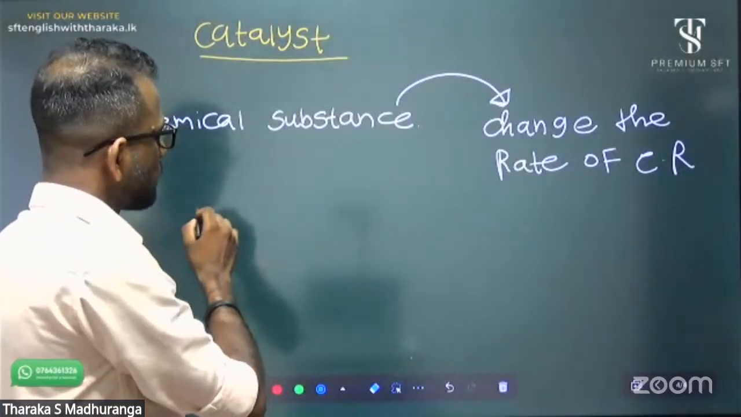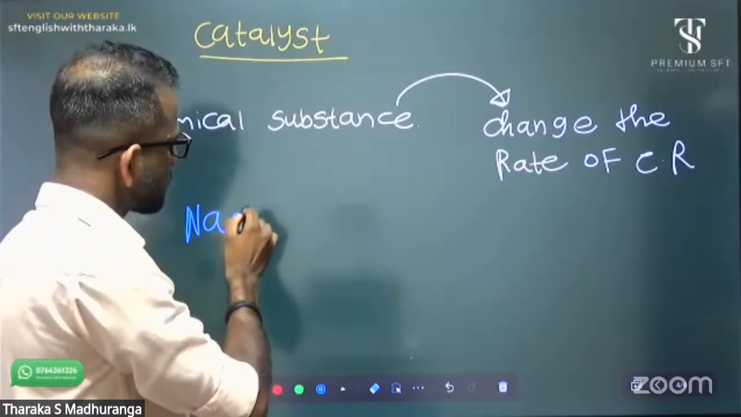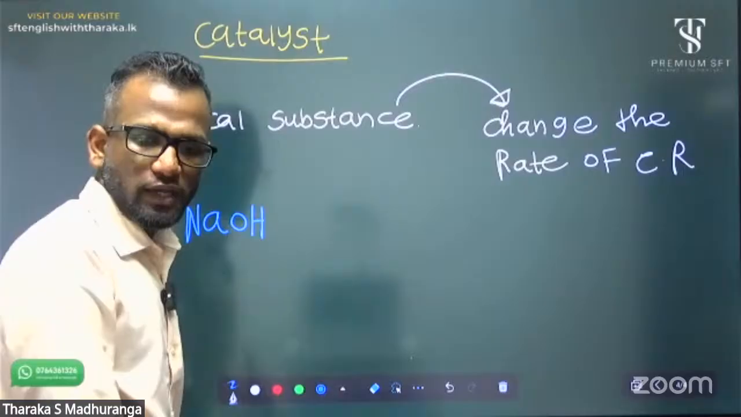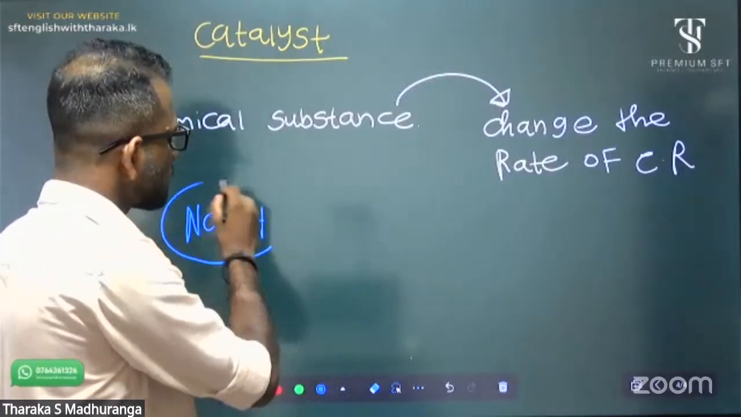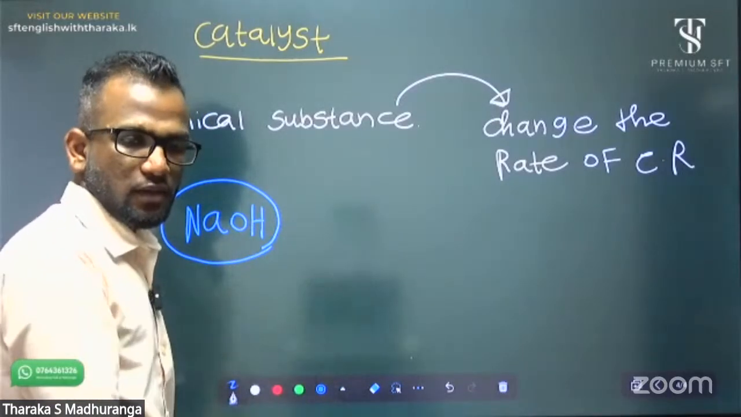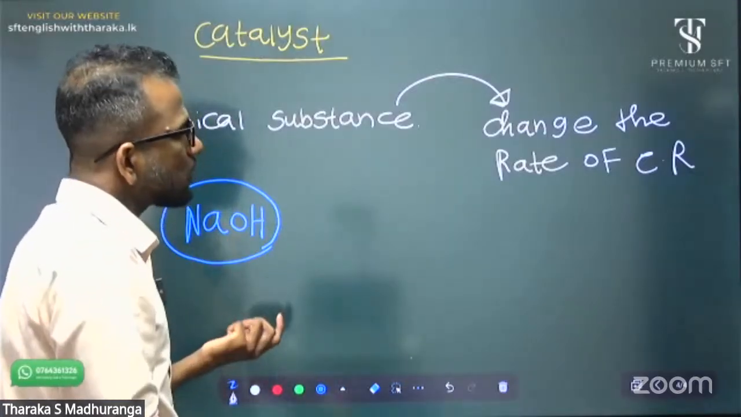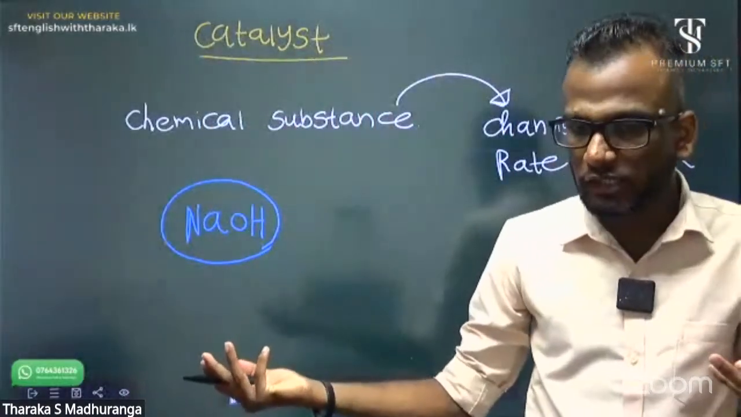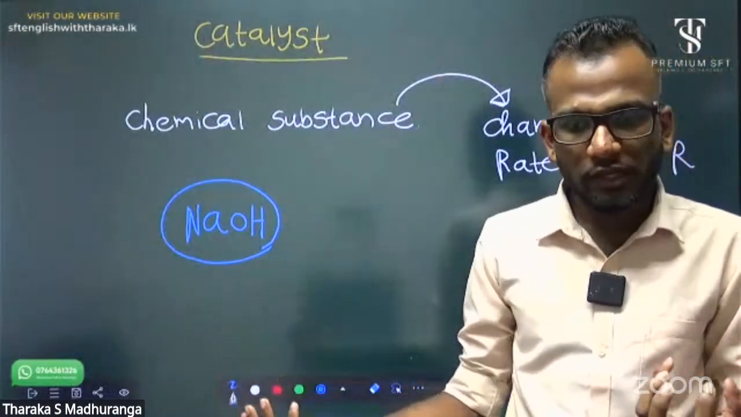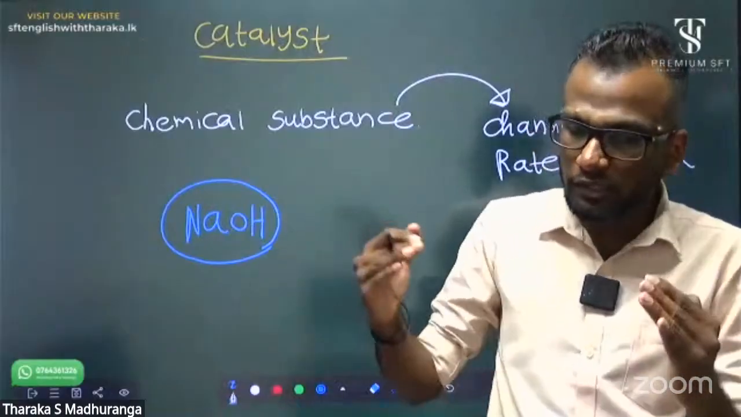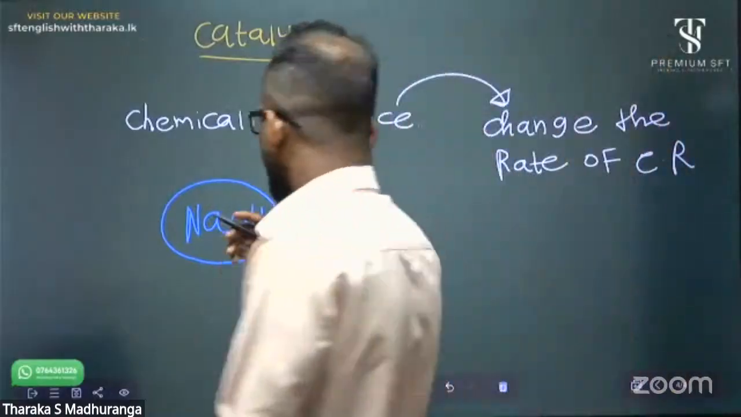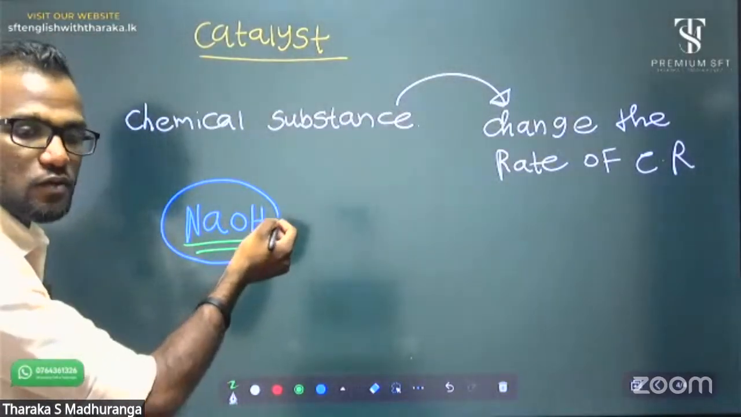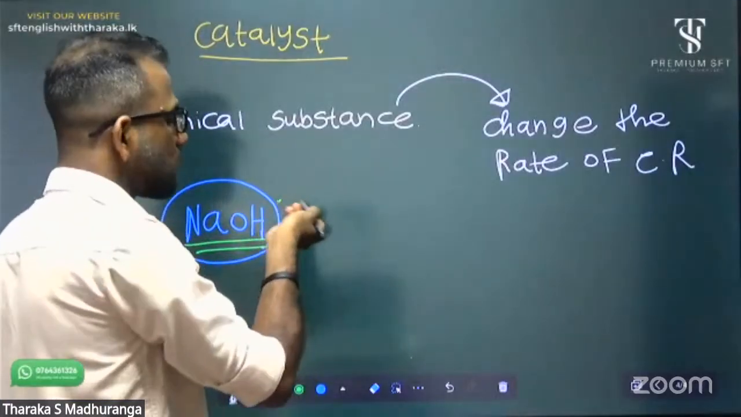Think, as an example, if you introduce sodium hydroxide, caustic soda, as a catalyst for any chemical reaction, right? This catalyst can increase the rate of chemical reaction. But this catalyst does not participate in the reaction. This catalyst does not react with other reactants and convert into product.